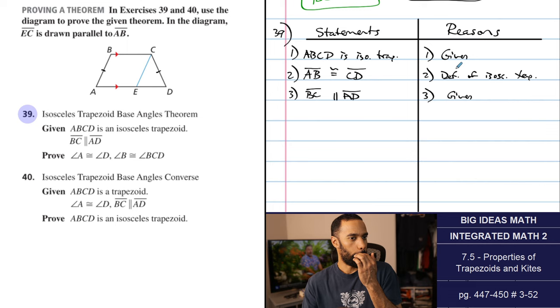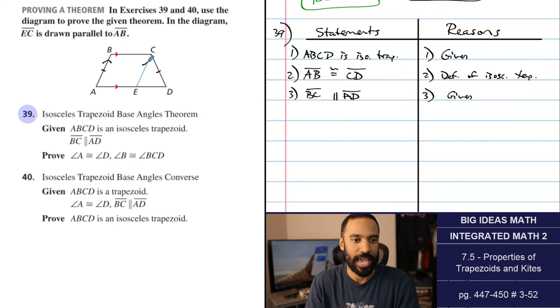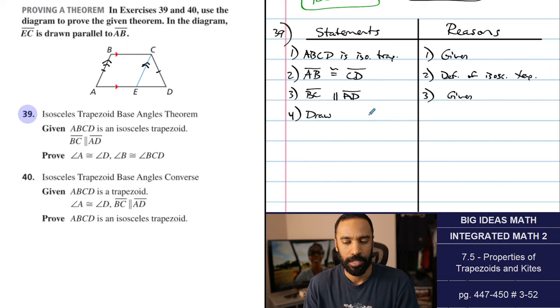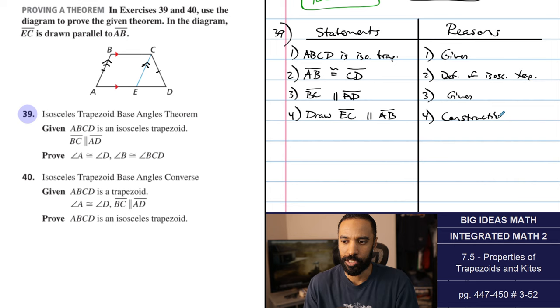But we're also told EC is drawn parallel to AB. I don't know if we're saying, I guess we're saying draw it parallel to it. Let's do a double thing there. So, we have a parallelogram here. Draw EC parallel to AB. That's a construction thing. By construction. All right, so we made a parallelogram.